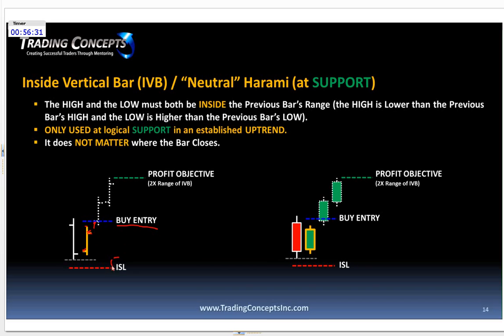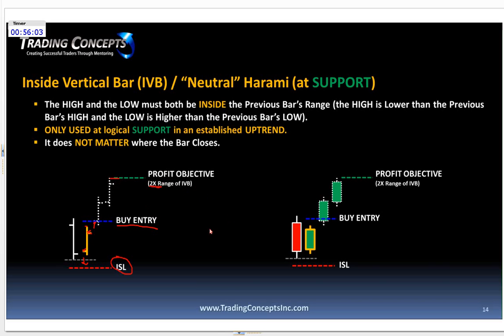My ISL, my initial stop loss, is directly below the low of the prior bar. Give it a little bit of room below the prior bar's low. And my first profit target is 2 times the range of that inside pattern. Take the high minus the low of that little tight inside pattern, times 2, and add it to your entry price, and that gives you your first profit target.